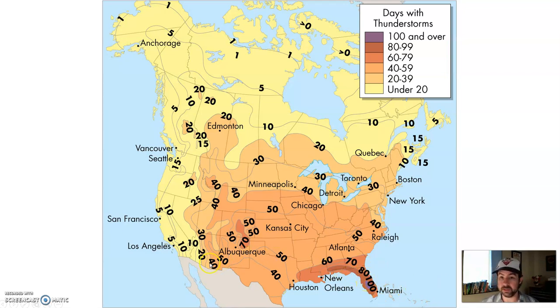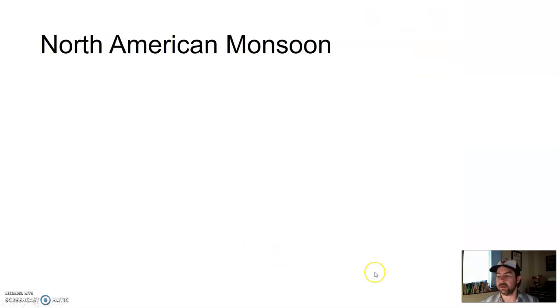You can see in Arizona, we do get our number of days with thunderstorms. Phoenix is probably right around this area, 20 to 30. Now, due to climate change, that's actually on the decrease, but this is historical averages. Speaking of Arizona, let's talk about our rainy season, and that's all due to the North American monsoon. That's the official name of it.